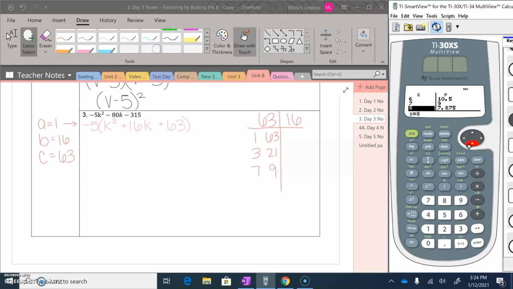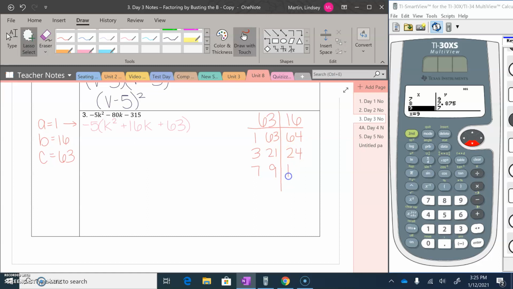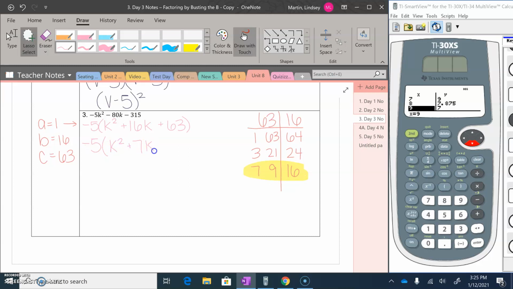8 is not a factor, and then when we get to 9, that is a repeat, so we know we can stop. Now I'm going to add each line together to see if I get a sum of 16. 1 and 63 gives me 64. 3 and 21 gives me 24. 7 and 9 gives me 16. Now we will bust my b into the two terms, and then factor by grouping.